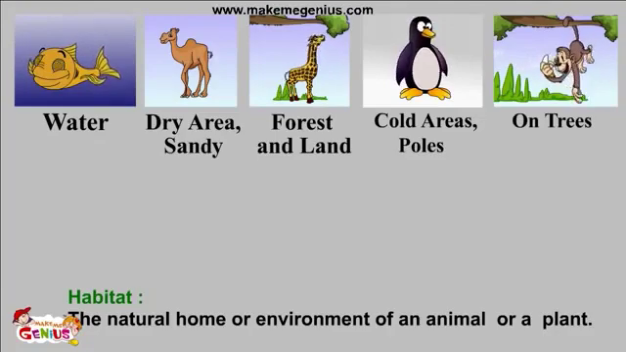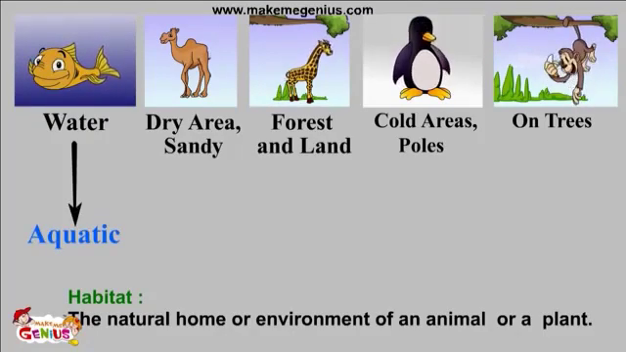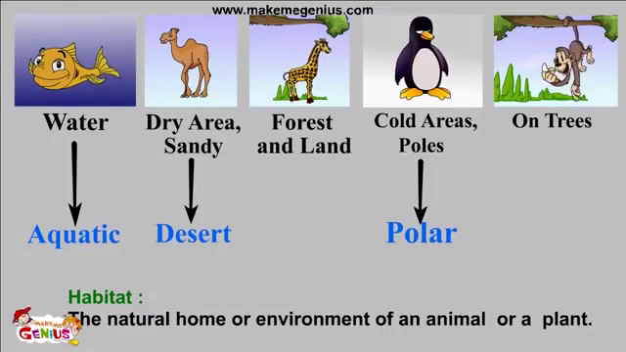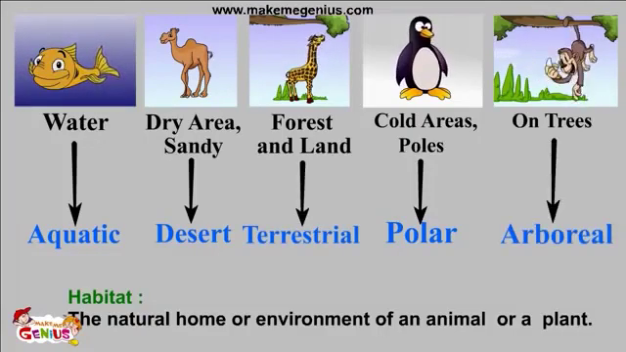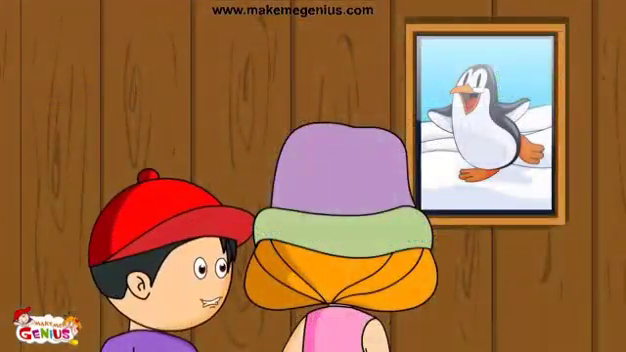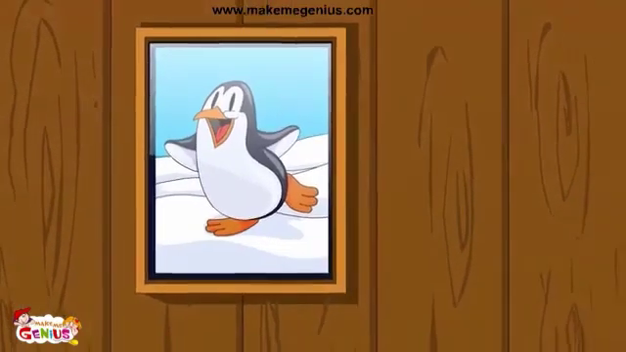You are right. Let me tell you the names of these habitats. A fish's habitat is called aquatic. A camel's natural home is the desert. Poles are a habitat for penguins. Animals like giraffes live on the land. They are called terrestrial animals, and arboreal is the name of the habitat for animals who live on trees. Now I know why penguins do not need jackets or caps. Ice is a penguin's natural home and it does not feel cold.